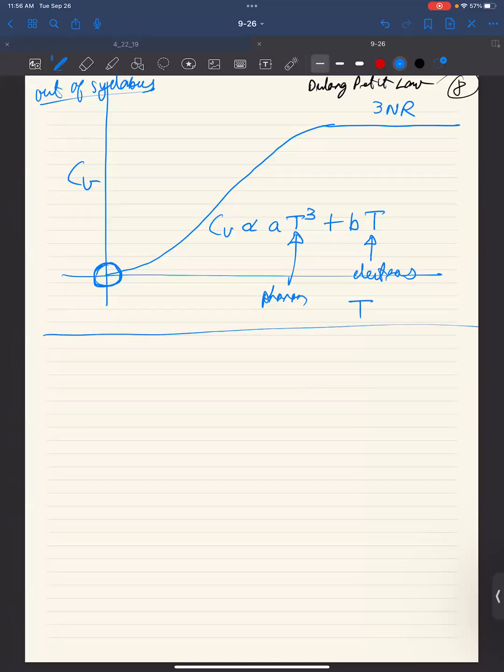For us, heat capacity is something we can measure in experiments using calorimetry, right? Calorimetry is one of the easiest thermodynamics experiments you can do. And we can measure it, and that's why it's important. So okay, now let's come back to the syllabus.